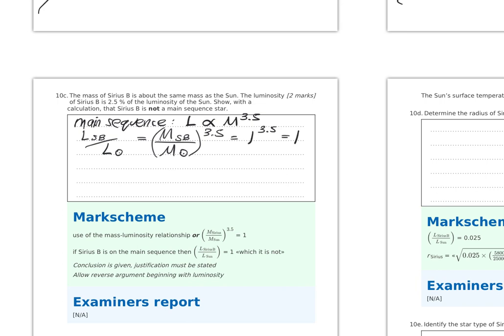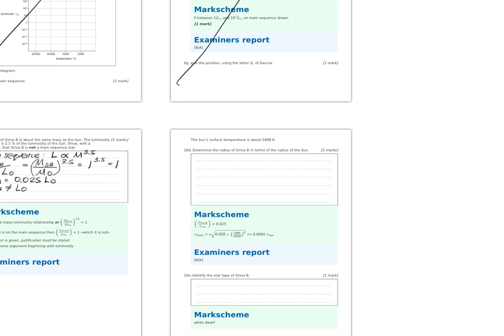And so that's 1 to the 3.5, which is, of course, 1. But if they have the same mass, they should have the same luminosity in terms of that relationship, and they don't. So the luminosity of Sirius B is 2.5% that of the sun, and by the relationship between luminosity and mass for a main sequence star, if their mass is the same, then their luminosity should be the same, and they are not. Therefore Sirius B does not follow the main sequence relationship and is not a main sequence star.